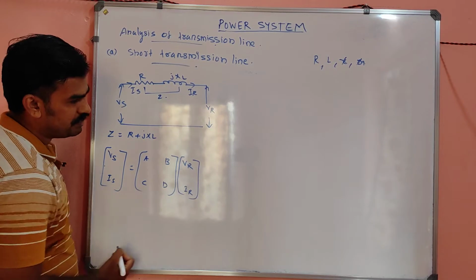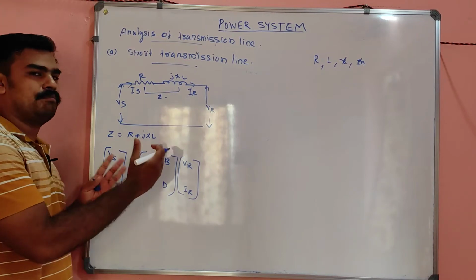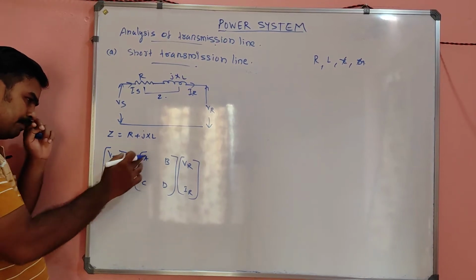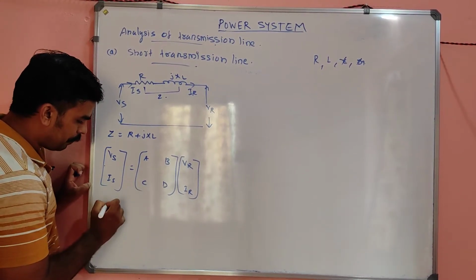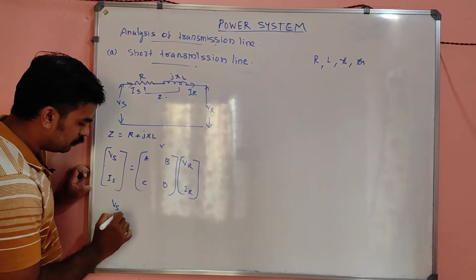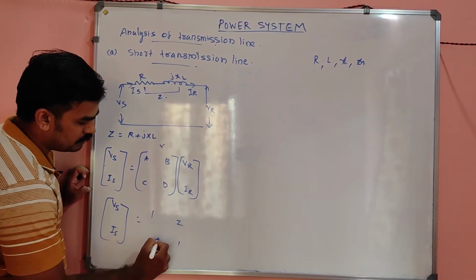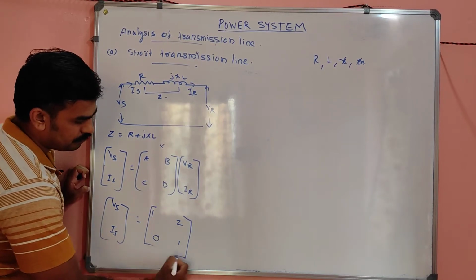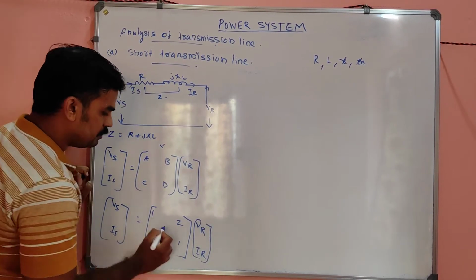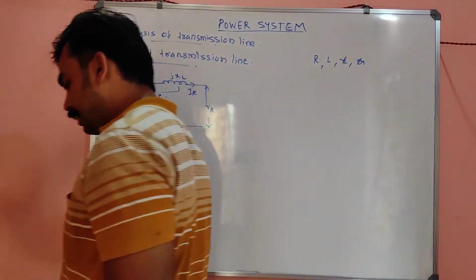I hope you remember this ABCD parameter concept. The sending end V and I will be equal to A, B, C, D, and the receiving end V and I. Voltage and current, that's all. So from this, we got the value of ABCD. This is the important matrix, my dear. So the ABCD matrix, Vs and Is, will be equal to 1, Z, 0, 1. You have to remember this matrix, my dear. It's very, very important.